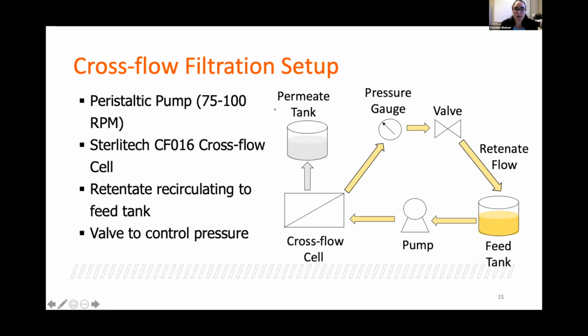This is a schematic of the crossflow filtration setup. If we start here, we have the feed tank with the produced water that flows to a peristaltic pump, which I looked at 75 RPM and 100 RPM for the pump. And then that flows to the crossflow cell. The crossflow cell has a port with the permeate coming out, which is collected in a tank here. It also has a port for the retentate feed, which goes to a pressure gauge and a valve to control pressure. And then I had the retentate flowing back and recirculating back into the feed.